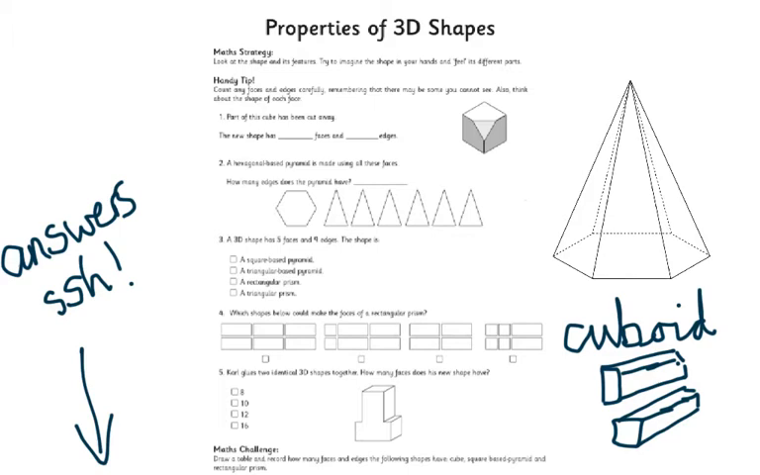Then you've got a bit of a maths challenge here. So if you get all that done quickly, draw a table and record how many faces and edges the following shapes have: cube, square base pyramid, and rectangular prism. Now on the website, the answers are on the second page, but don't look at them yet. There's no point just copying the answers straight off, but you can then mark it because they're on the second page on the website.